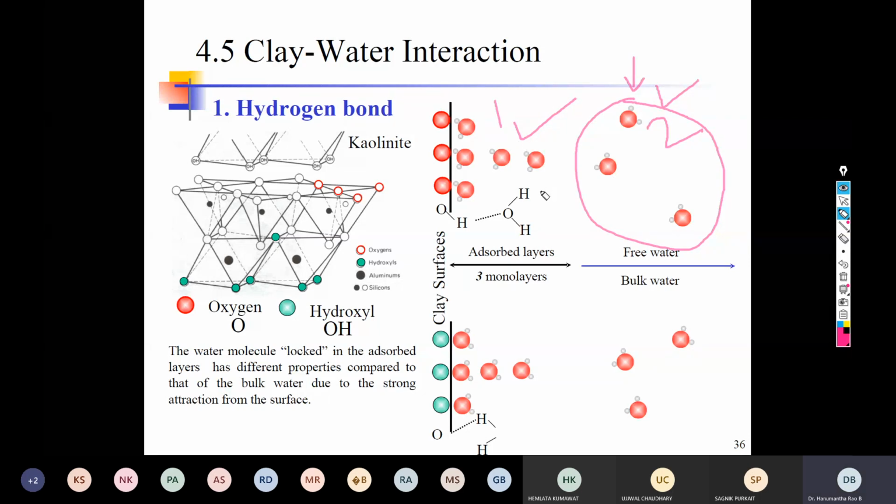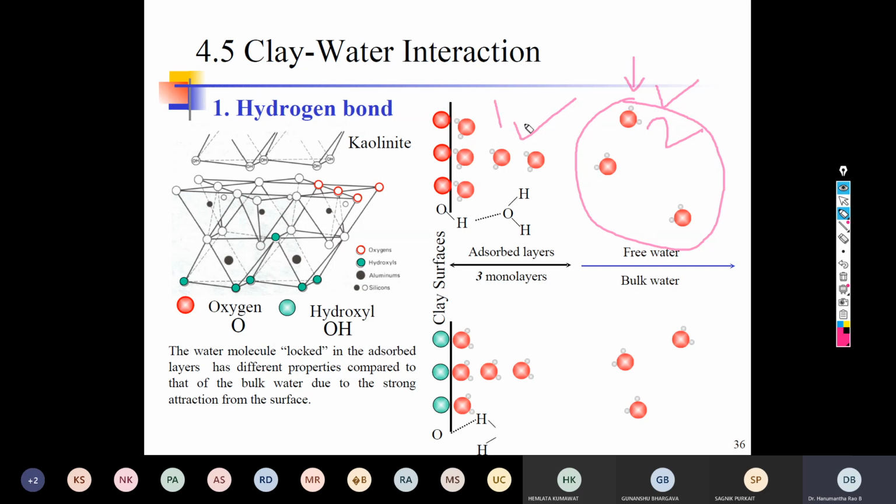If you want to remove the adsorbed water, then what kind of energy do you have to apply? Thermal energy. Thermal or electrical? Yes, either you have to apply thermal energy or electrical energy. You got it now. This is how different ground improvement techniques have evolved.